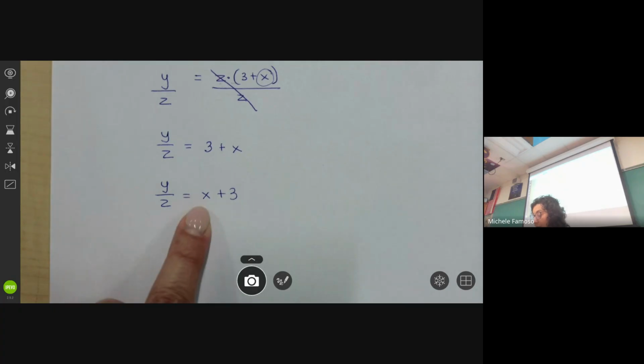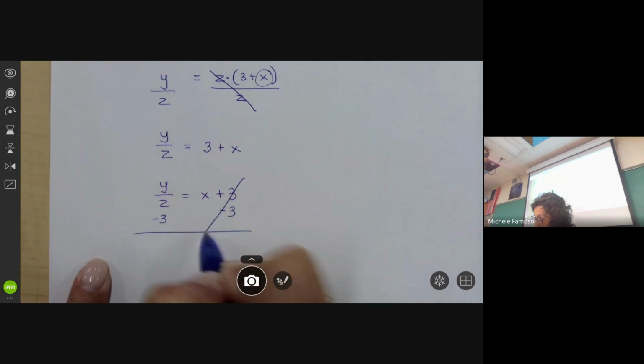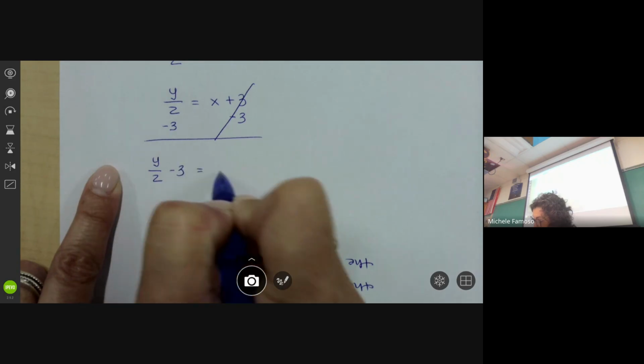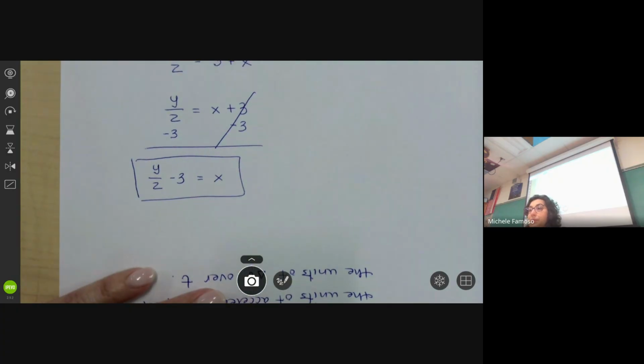So now how do I get the x by itself? I have to subtract this 3 from both sides. So that would give me y over z minus 3 is x. And that's our final answer. Does that make sense?